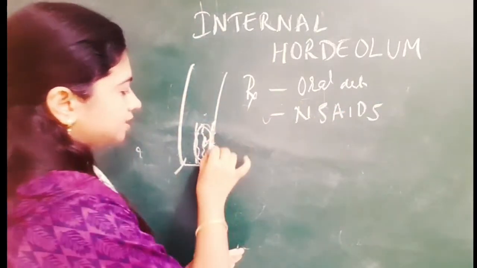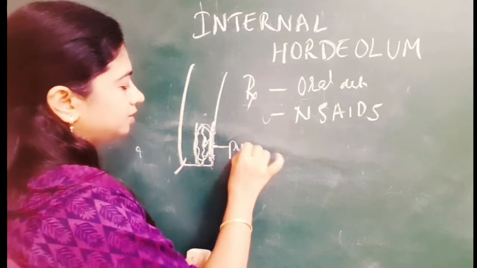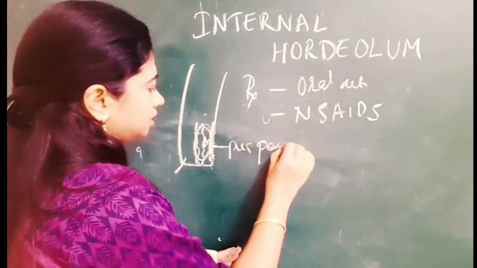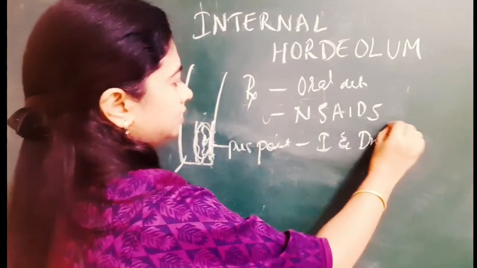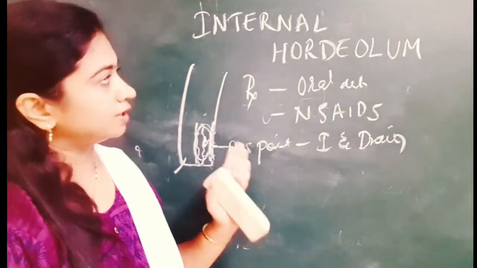And if the condition is in the pus pointing type, then you can put an incision and drain the pus. Okay, so these are the treatment options for the internal hordeolum.